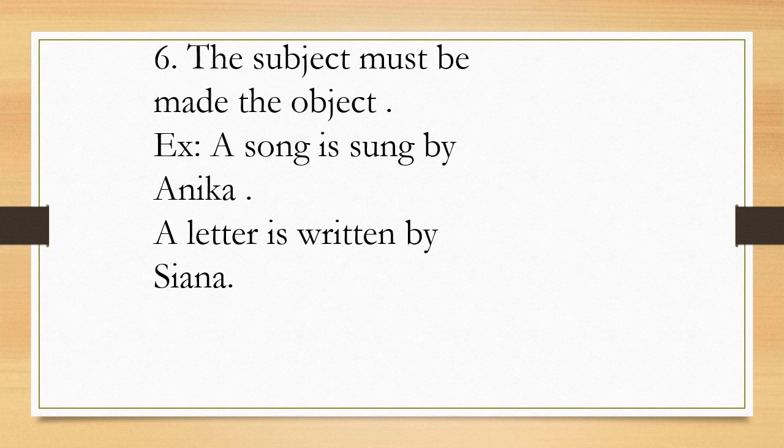Now, a song is sung by Annika. A letter is written by Sienna. Sienna writes a letter. The sentence was like that, isn't it? So, new subject, a letter. Then we use the be form of the verb, is, the participle form of the verb, written, add by, and then last make the subject into the object.